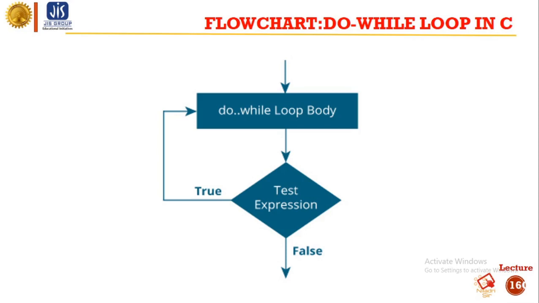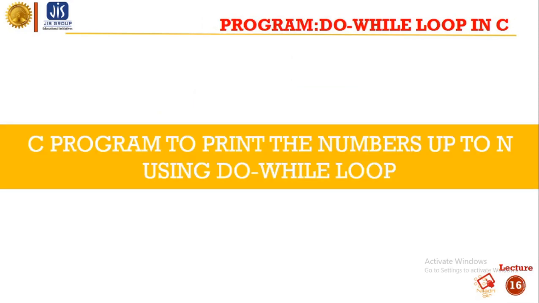Okay. So now we'll do a C program that will print all the numbers up to n using a do while loop. We have done it using a while loop. Now we'll do it using a do while loop. So let's do the program.